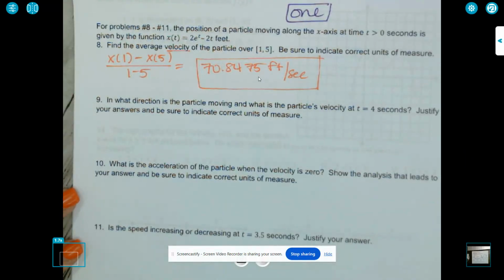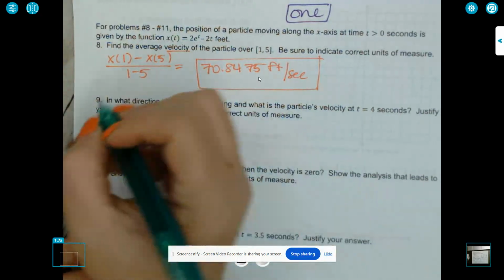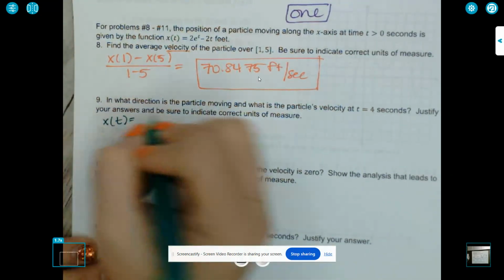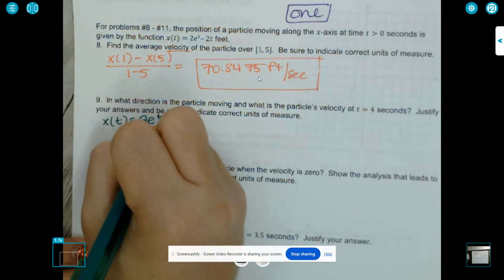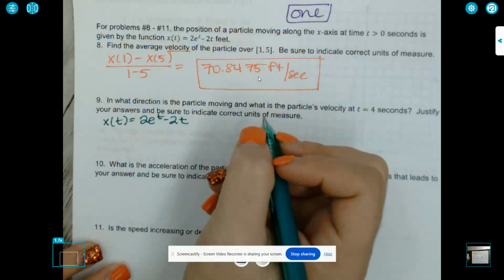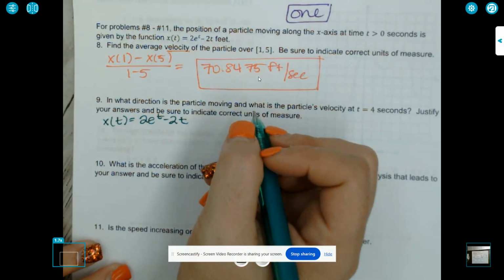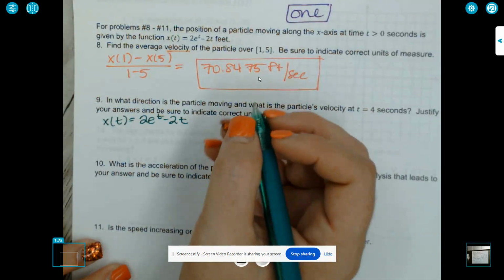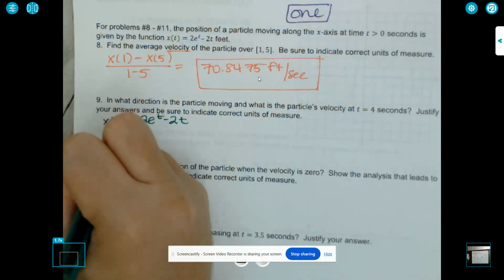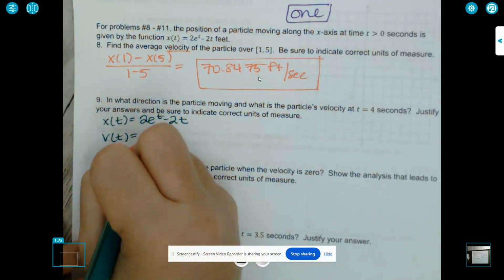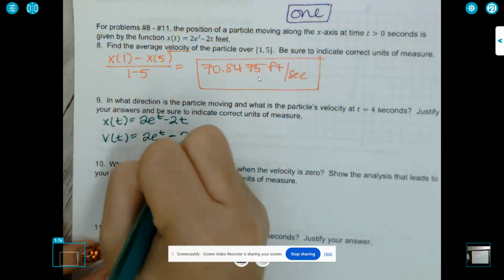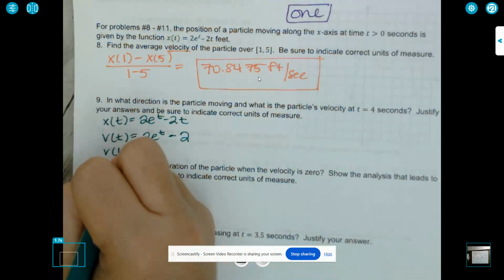All right, number 9. In what direction is the particle moving, and what is the particle's velocity at t equals 4? Okay, well, our initial equation here is 2e to the t minus 2t, so we're going to find our velocity equation, which is the derivative of that, so it's going to be 2e to the t minus 2, and then we're just going to find v of 4.